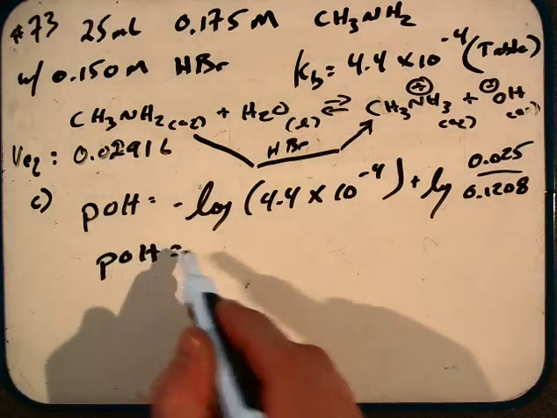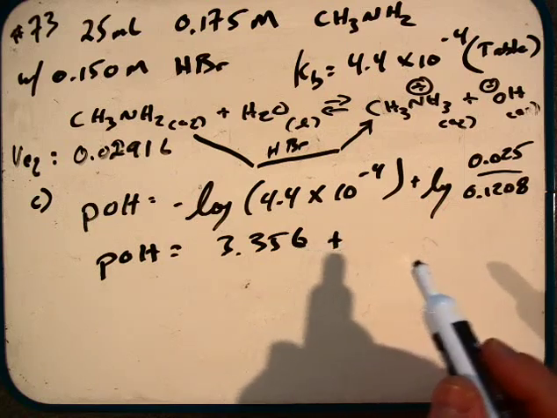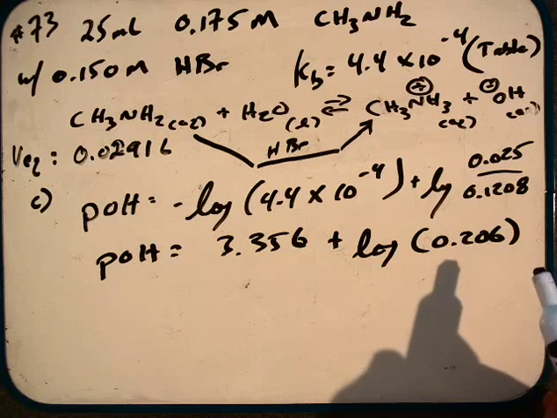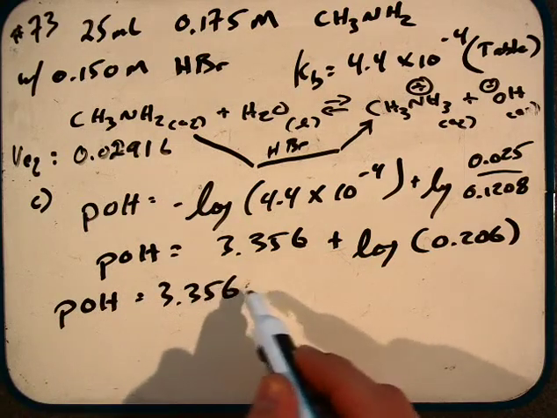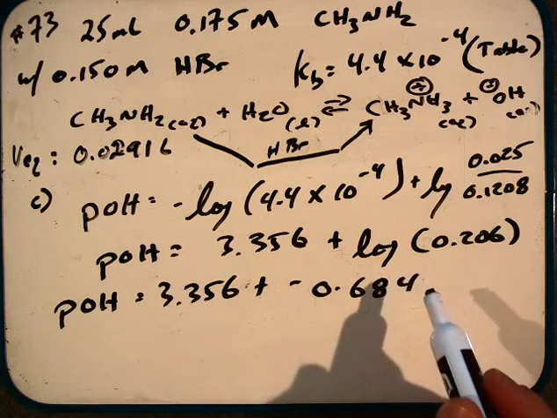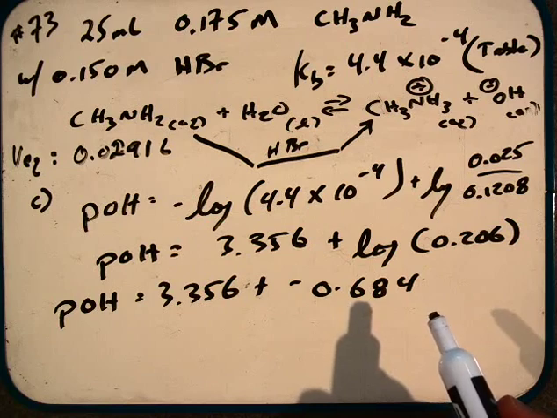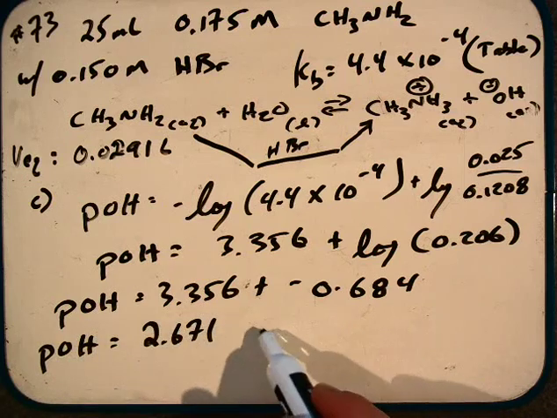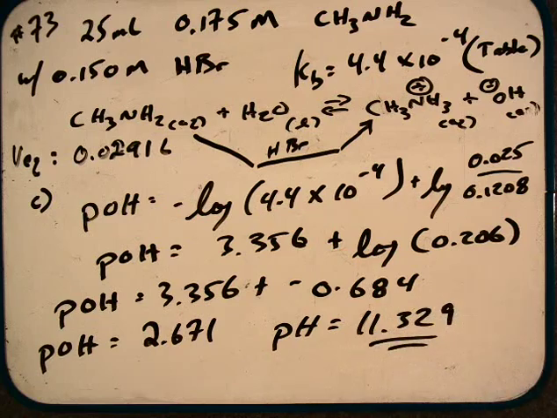And so that means our pOH is equal to 3.356 plus the log of that ratio, which is 0.206. Our pOH then is equal to 3.356 plus a negative 0.682, 2.4. And now we know our pH. Or I'm sorry, our pOH. Our pOH is then equal to 2.671. And then if we subtract that from 14, we get a pH of 11.329. So there is our pH.